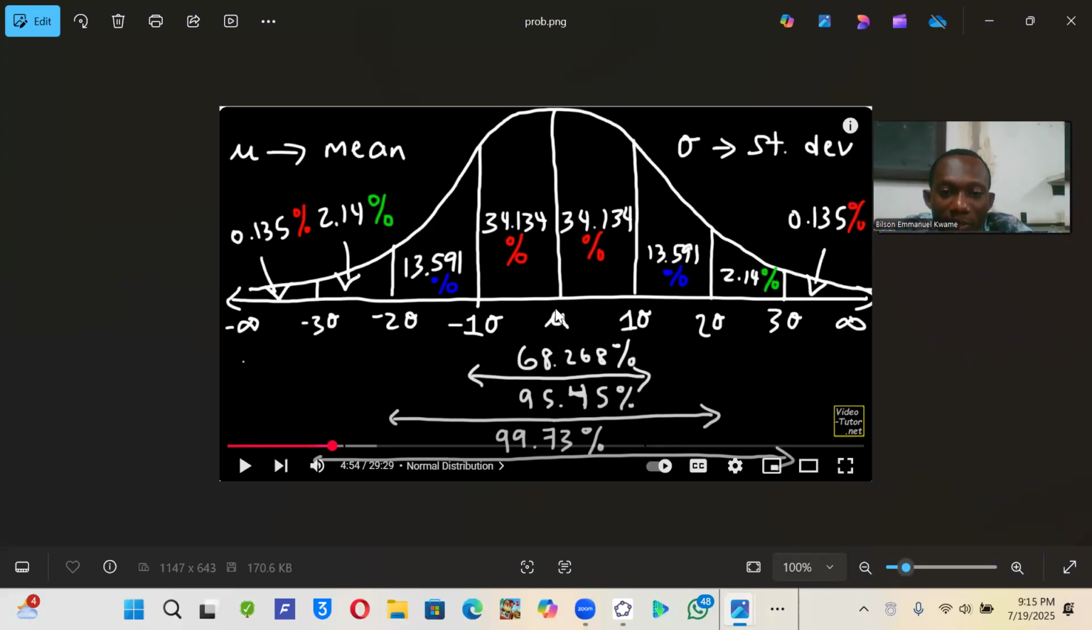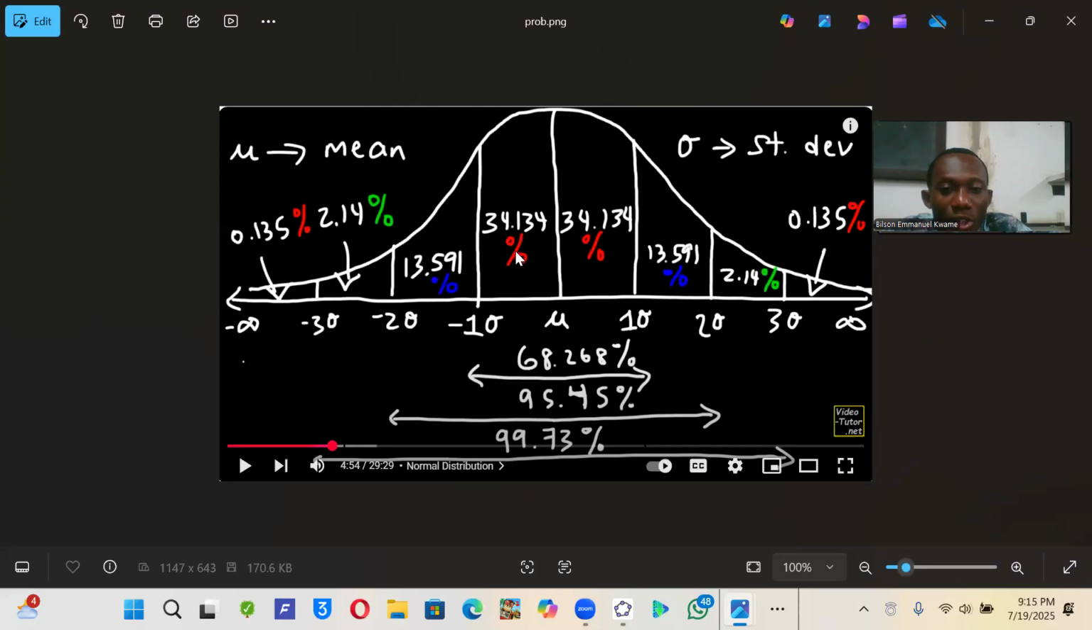The distance from the mean to the first deviation is the same distance from the mean to the negative deviation. Do you get it? Since the mean divides the curve into two, they form a symmetry. That is to say that the distance from here to here is the same as from here to here, making us aware that their probability, in percentage, is going to be the same, 34.134.